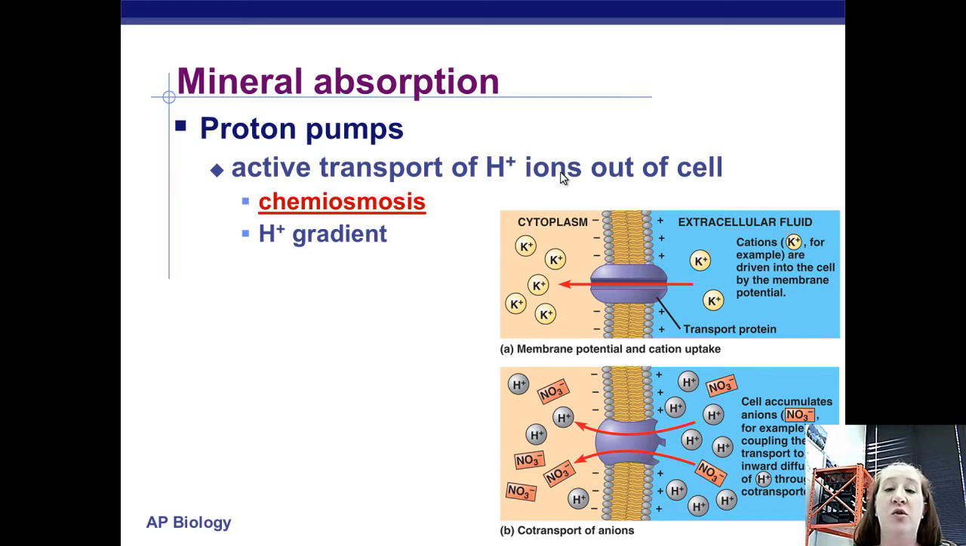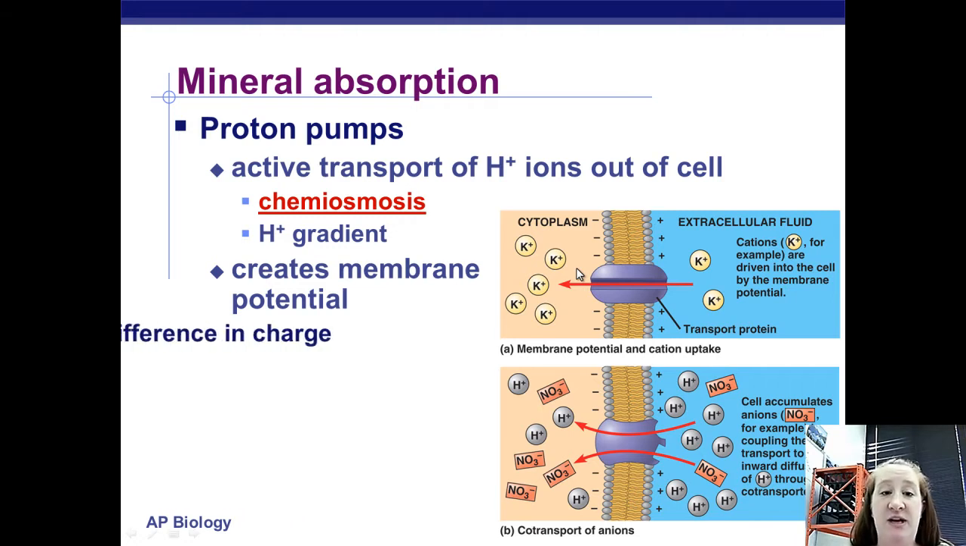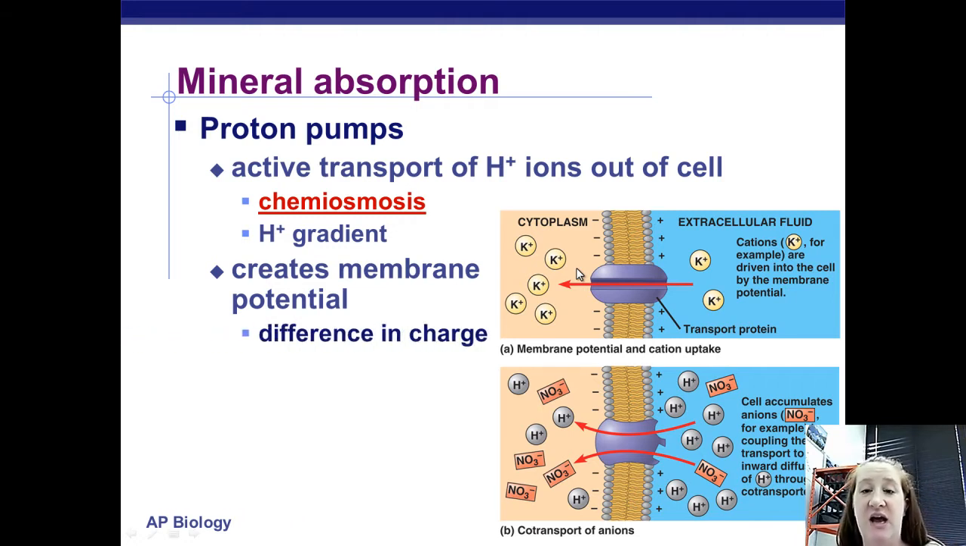Okay? This creates a hydrogen gradient. So there's all these hydrogens in the extracellular fluid and not many on the inside. So that's going to create a membrane potential where it's more positive outside and negative inside, a difference in charge. That's going to make it really easy for any positive ions to move into the cells, okay, because positives are attracted to negatives.